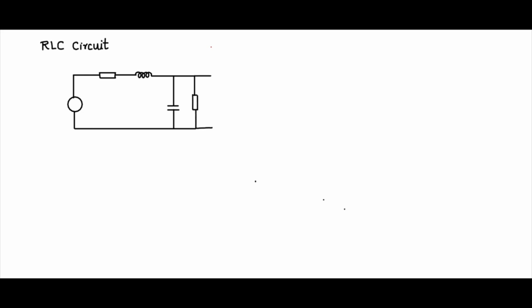Let us now draw the RLC circuit and try to understand the equations that come out of that. So it consists of a source, R in series with L, and then a C as shown, the capacitance, and then across the capacitor let us have a resistance. So this would be the basic RLC circuit.